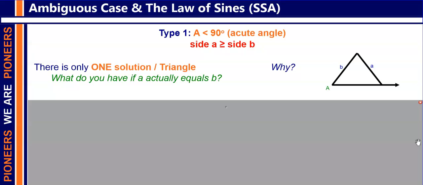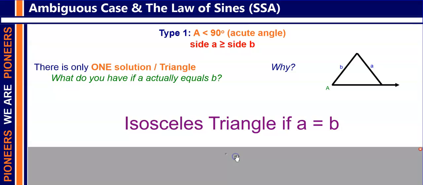Now, take the same angle where it's still less than 90 degrees, but the side itself is bigger than or equal to side B. So the opposite side from the given angle is longer than or equal to the other side given, then there's only one triangle to solve. Now what do you have if A is actually equal to B? Well, then that creates an isosceles triangle.